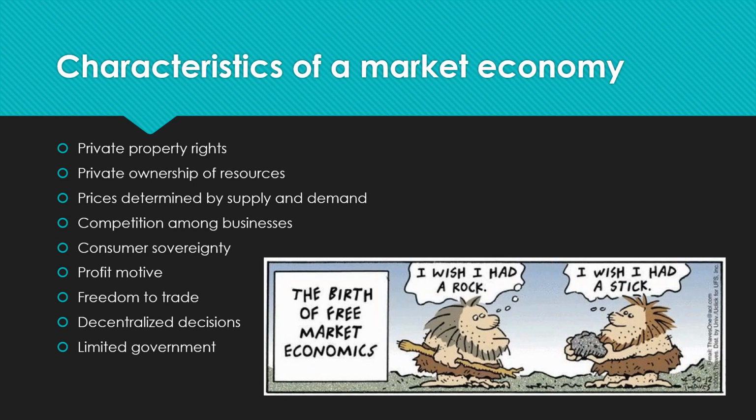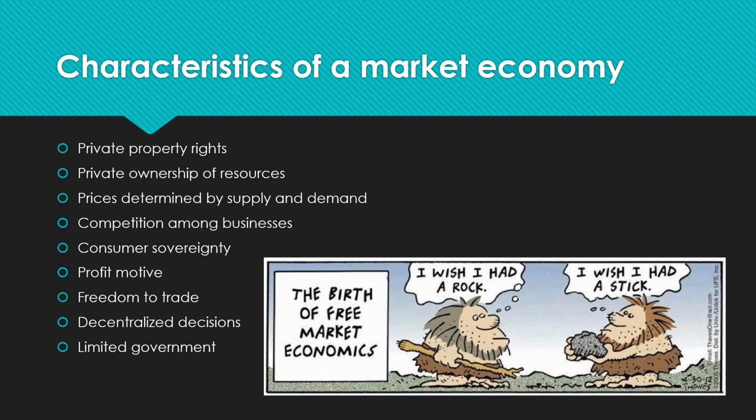One of the most important characteristics is private property rights. So people own the various resources in the economy. That's the second one, private ownership. Those two things go together. Government protects your right to own private property, and as a result of that, you're allowed to use that property and use your resources as you wish.